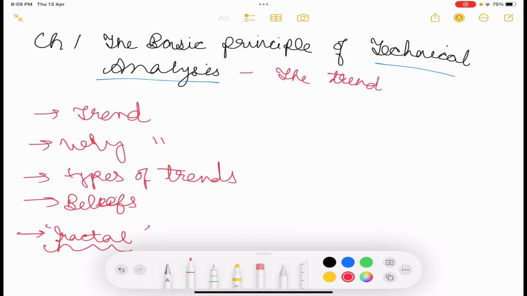Hello everybody, in this video we'll be starting with the CMT Chartered Market Technician Level 1 curriculum. We'll be starting with Chapter 1, which is the basic principle of technical analysis, the trend. Before watching this video, make sure that you have a notebook and a pen with you and you are making notes as we discuss the chapter.